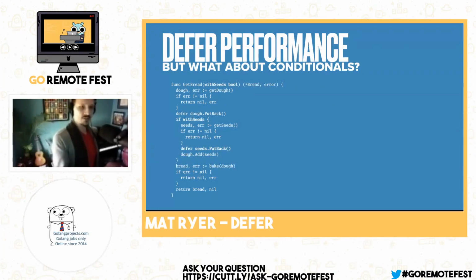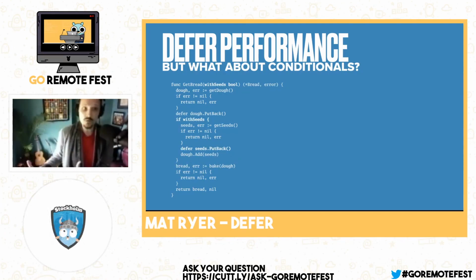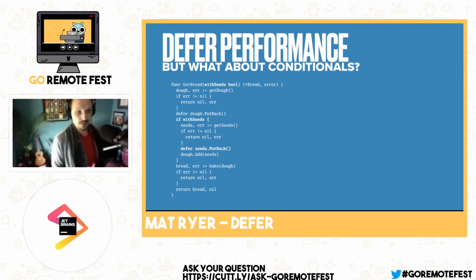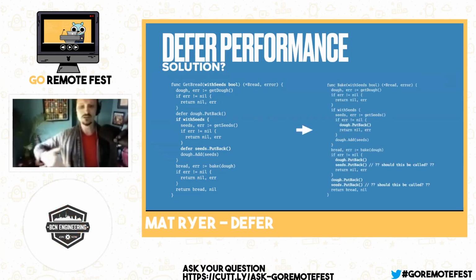So what about these conditionals then? Here's an example with a bakery. We got some dough and some seeds, and there's a bool which lets you decide whether you want seeds or not in your bread. A lot of people are baking bread right now. I feel like this is a good example. If withSeeds is true, then it will defer putting the seeds back. It gets the seeds and then it needs to defer putting them back. So what can it do there? If we try and do the same trick, we're not sure at this point if these seeds need to be put back or not.